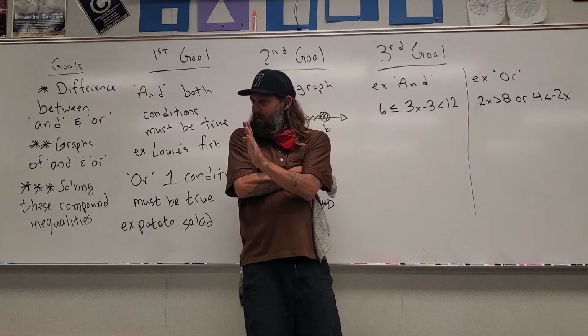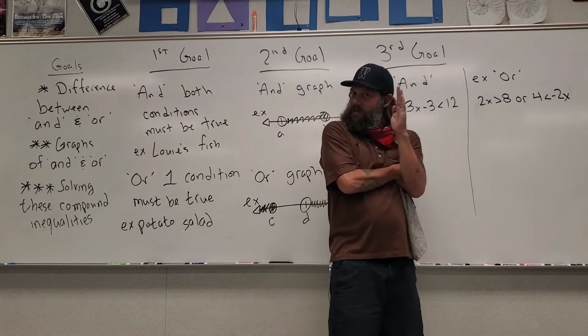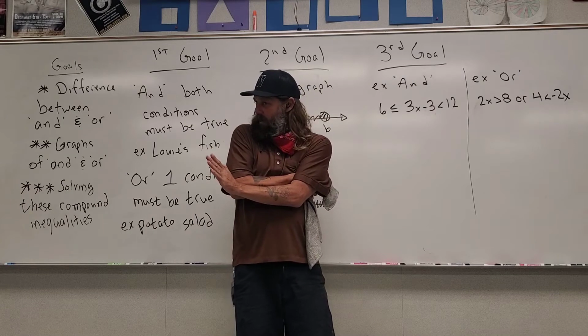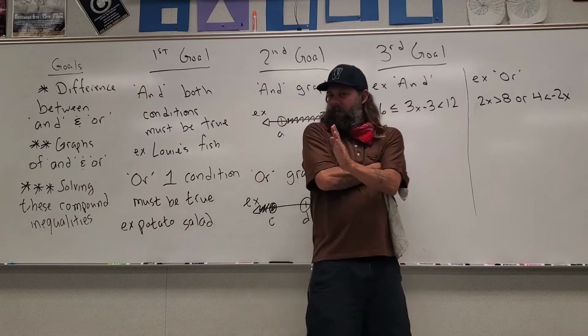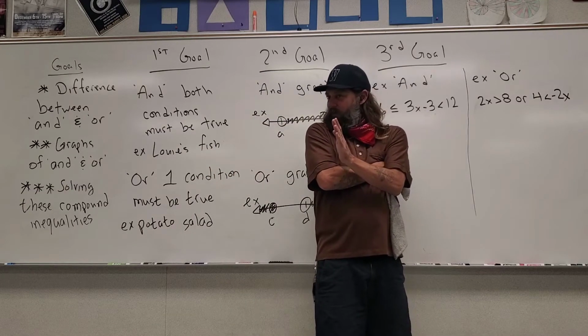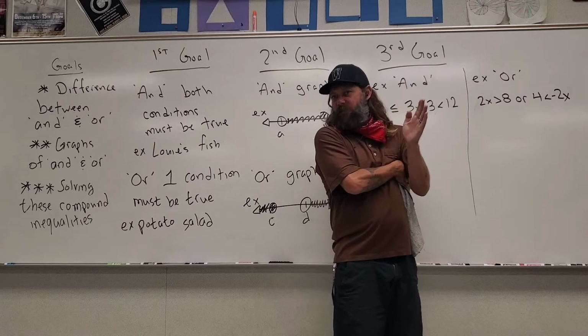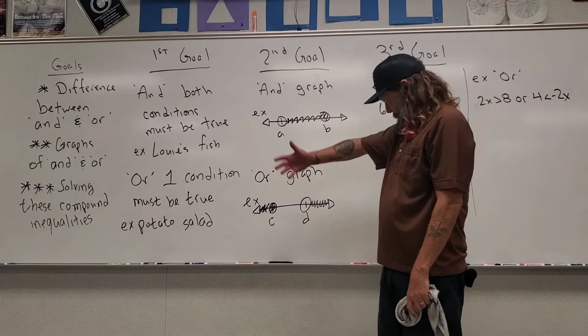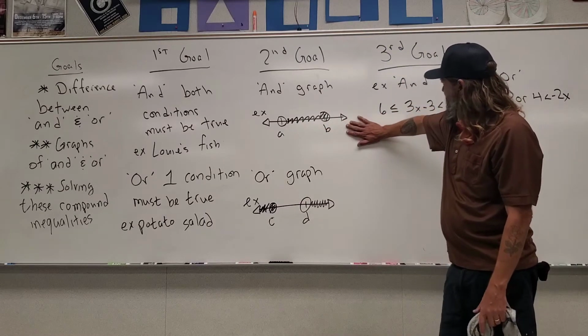But the point about the Louis fish is that the salt water has to have a minimal amount of salinity, but it also has to have a maximum amount. So if you're below, the fish will die. If you're above, up to a certain point, the fish will live. And if you go beyond that, the fish will die. So it'll be kind of important to see what an and condition would look like.